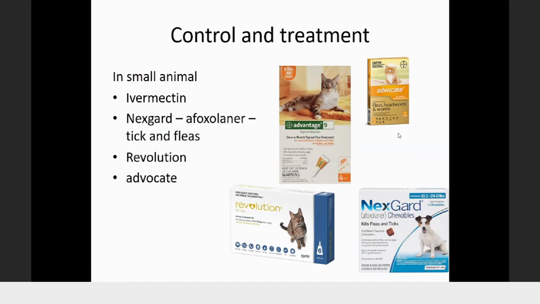Okay, so this is an example of some of the products that are available for small animals. Okay, we have also the ivermectin and the NexGard, whose active ingredient is afoxolaner, for ticks and also fleas as well. And we have Revolution and Advocate. I think you have seen this in the clinics.